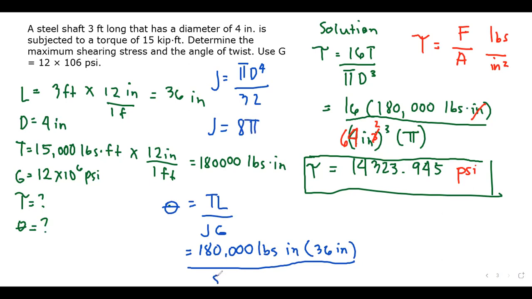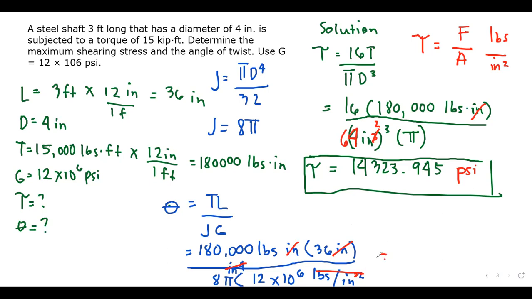Okay? Divided by 8 pi, 12 times 10 raised to 6 PSI. And meron siyang unit na inch raised to 4. Okay? And meron tong unit na pounds per square inch. So, technically, magka-cancel out lahat yan. Aangat tong inch squared and then magka-cancel out yun. So, technically, matitirang unit for dito is radian.